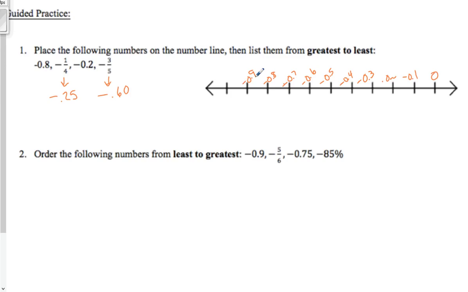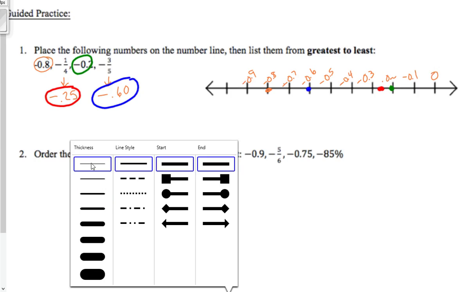All right, so our -0.8 would be here, and I'm going to put this one on the line using this color right there. I'm going to change colors. This will be in red. -0.25 is going to go right here. Let's go with the green. -0.2 is right here. The blue, -0.6 is right here. All right, so now we're done with that.